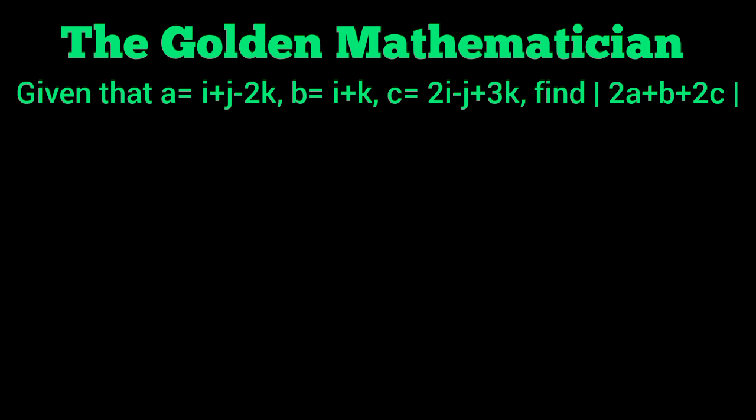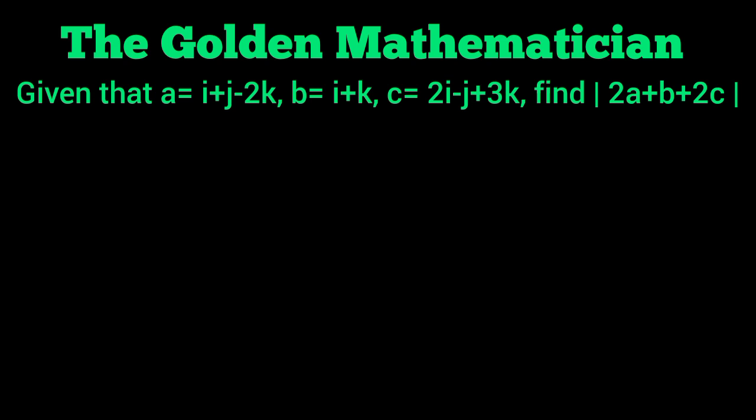Today we are going to solve a problem on vectors. So let's begin. Given that A is equal to i plus j minus 2k, B is equal to i plus k, and C is equal to 2i minus j plus 3k, find the modulus of the vector 2A plus B plus 2C.